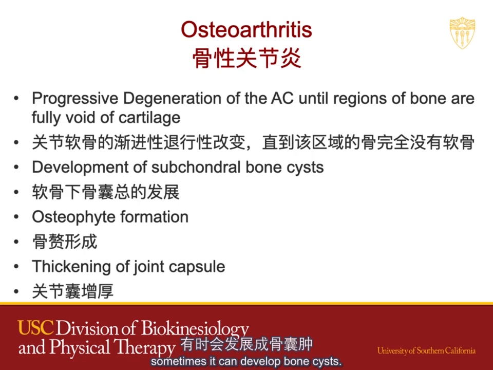So osteoarthritis is basically just degeneration of that articular cartilage. Sometimes it can develop bone cysts. So again, that's that extra bony growth, or osteophytes. And then also the joint capsule itself can get thicker.